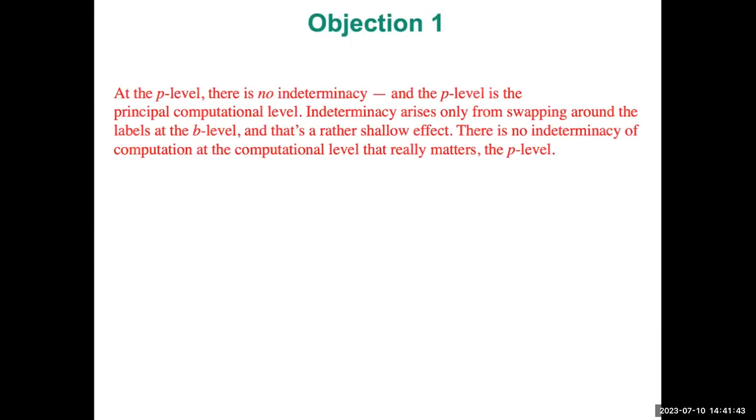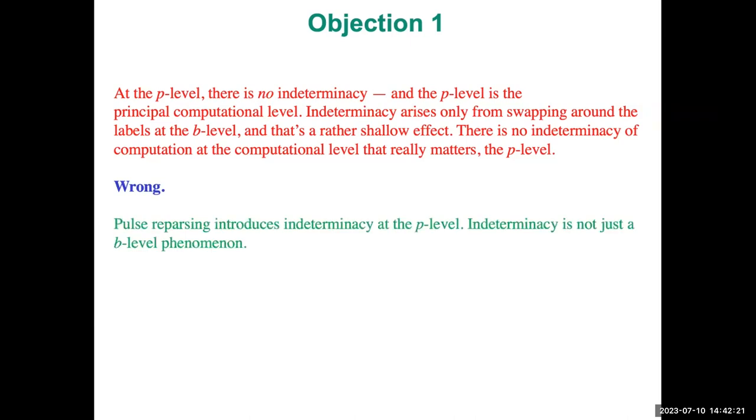Objection one, possibly the least interesting of them. At the P level, there is no indeterminacy, and the P level is the principal computational level. I'd certainly agree with that. The P level is the principal computational level. Indeterminacy arises only from swapping around the labels at the B level. And that's a rather shallow effect. Slutsing is just the shallow effect. There's no indeterminacy of computation at the computational level that really matters, the P level. So to that, I think the response is just to get things completely wrong.